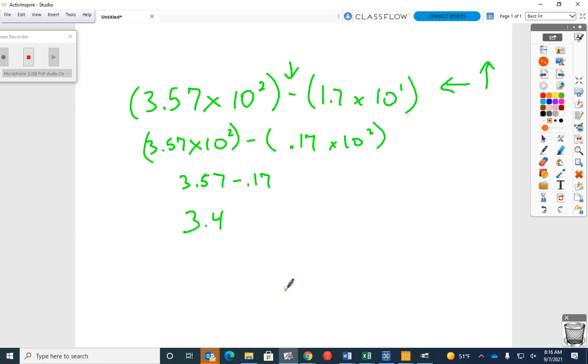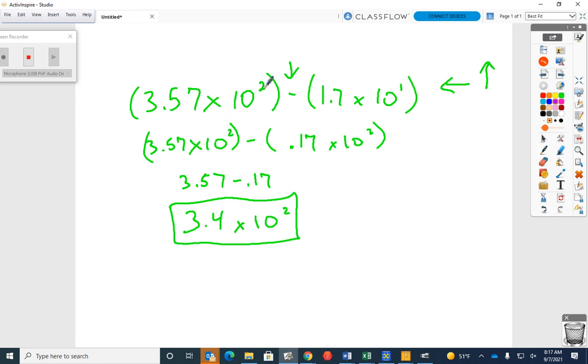3.4. Okay, and then the exponent is the same for both of these, so I have times 10 to the second. Question: let's say you wanted to go down to 1, would it be the same answer? Yeah, I'll show you. I'll do it in a different color so you can see what would happen if we went down. No, I'll show you. Watch.